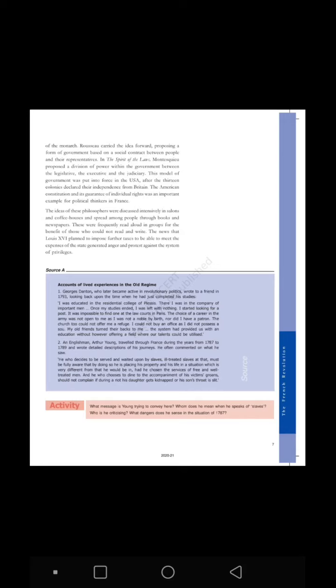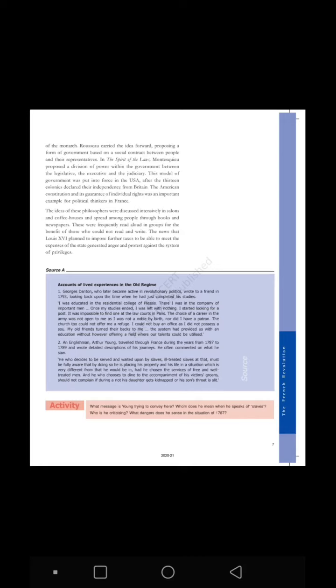In The Spirit of the Laws, Montesquieu proposed a division of power within the government between the legislative, the executive, and the judiciary. This model of government was put into force in the USA after the 13 colonies declared their independence from Britain. The American Constitution and its guarantee of individual rights was an important example for political thinkers in France.